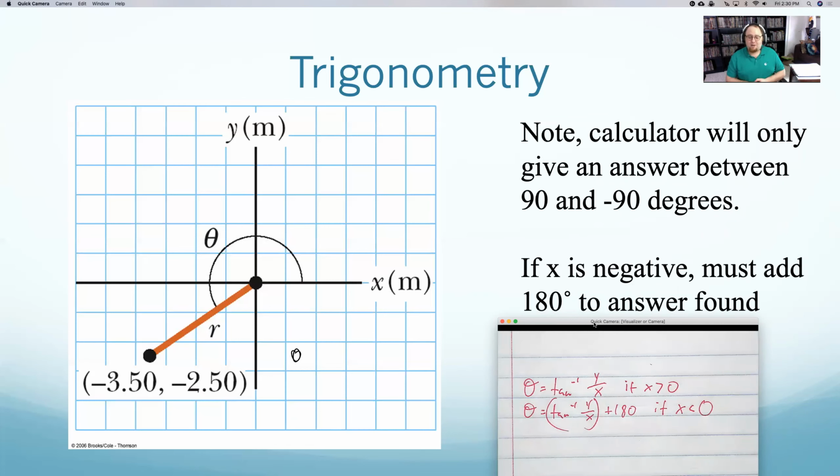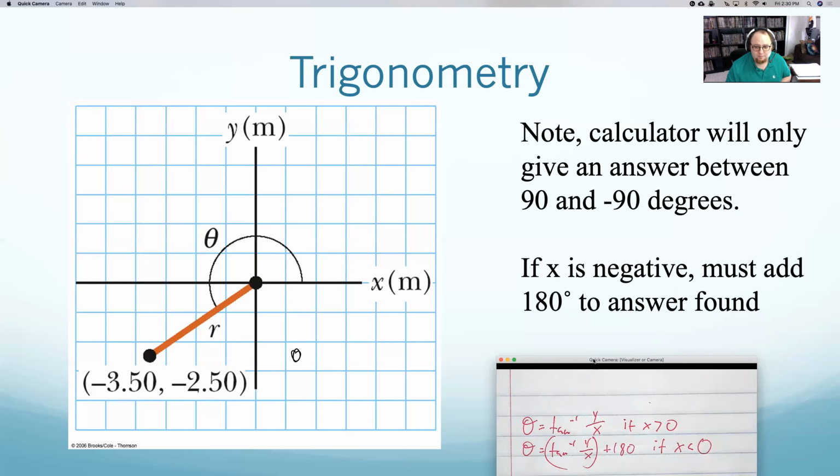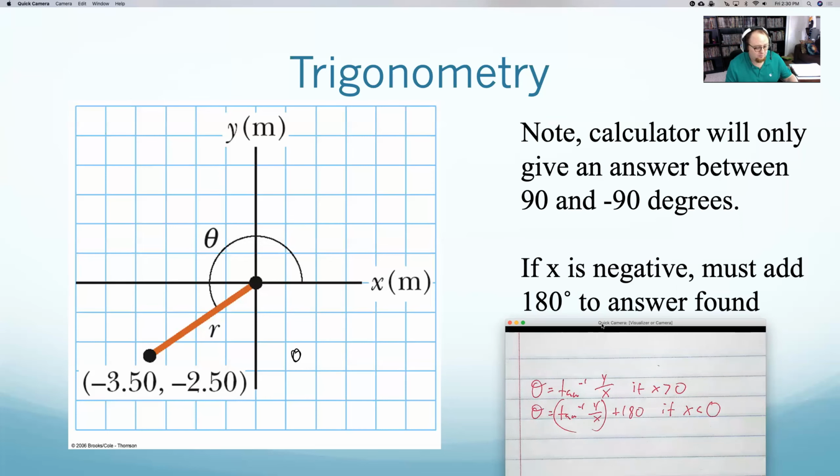If x is positive, just do the inverse tangent of y over x. If x is negative, after you're done, add 180. Any questions?